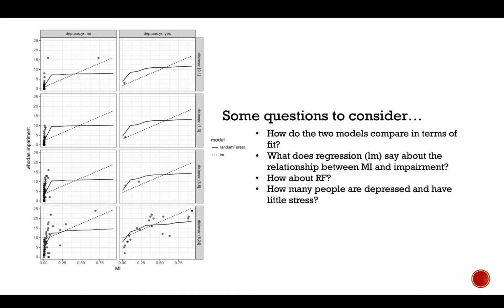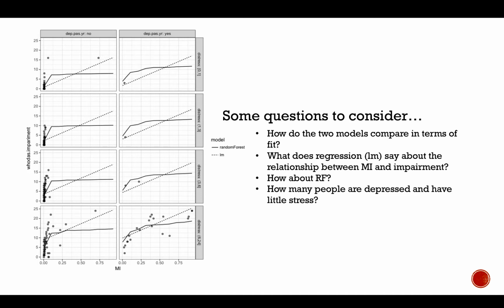So we already talked about mental illness, depression in the past year. If we compare the fits, it actually doesn't look like having depression in the last year versus not changes all that much. The problem is there's not many data points over here. But it does seem that the predictions are slightly higher, but not much. So maybe depression in the past year isn't the most important predictor.